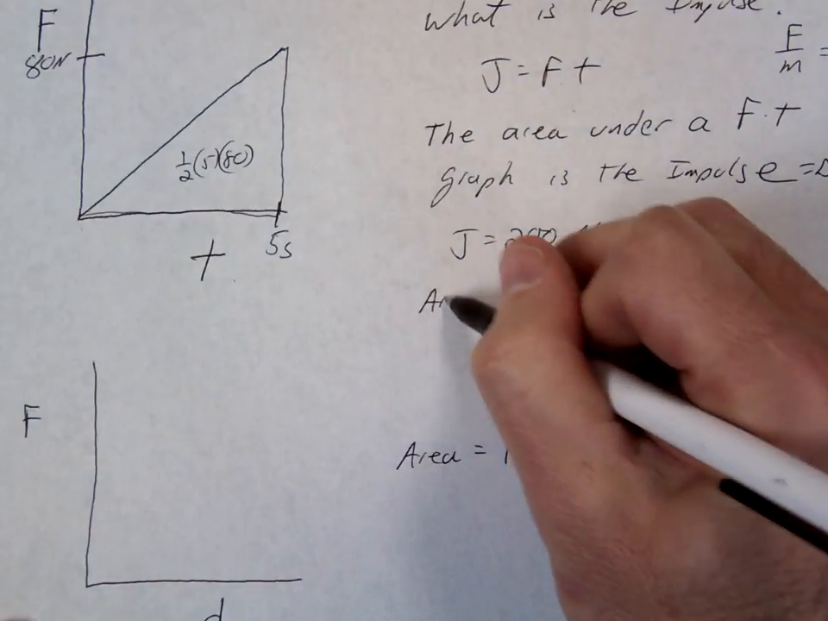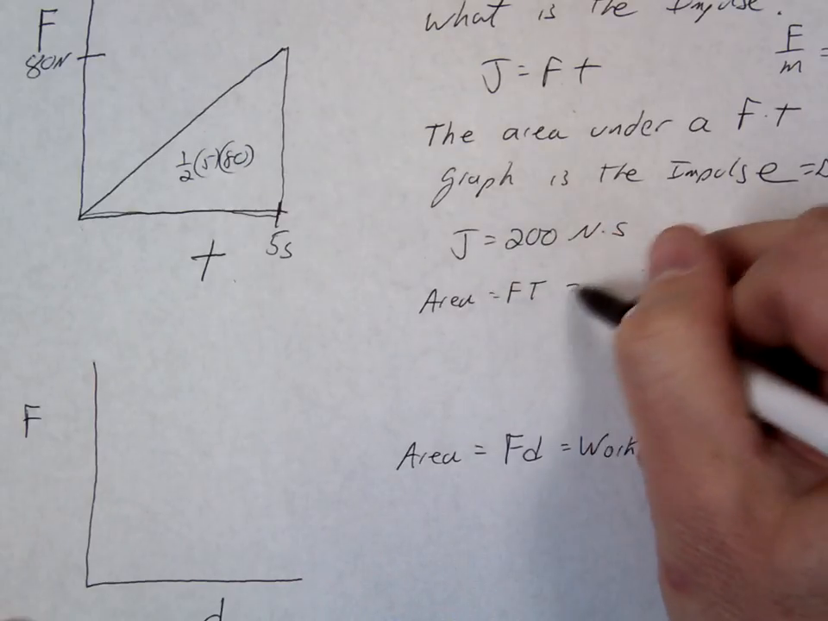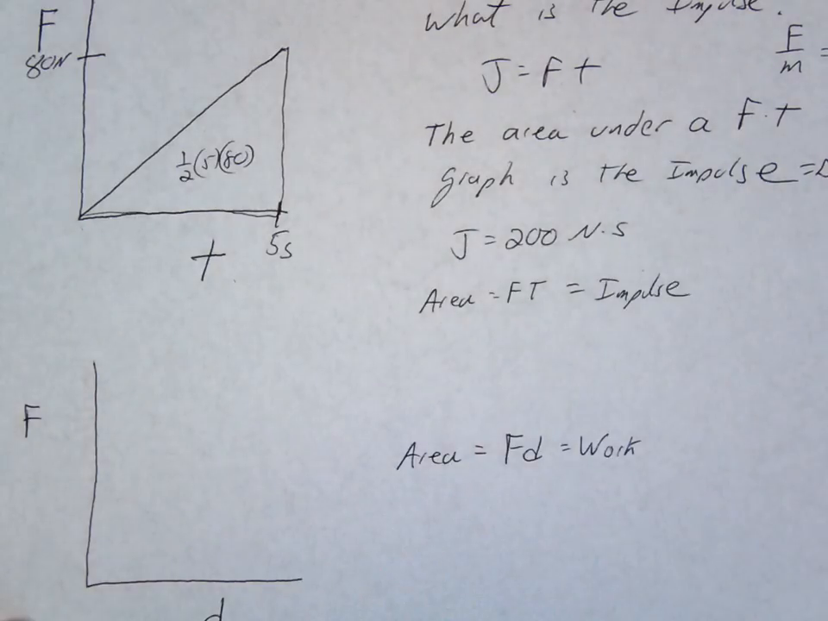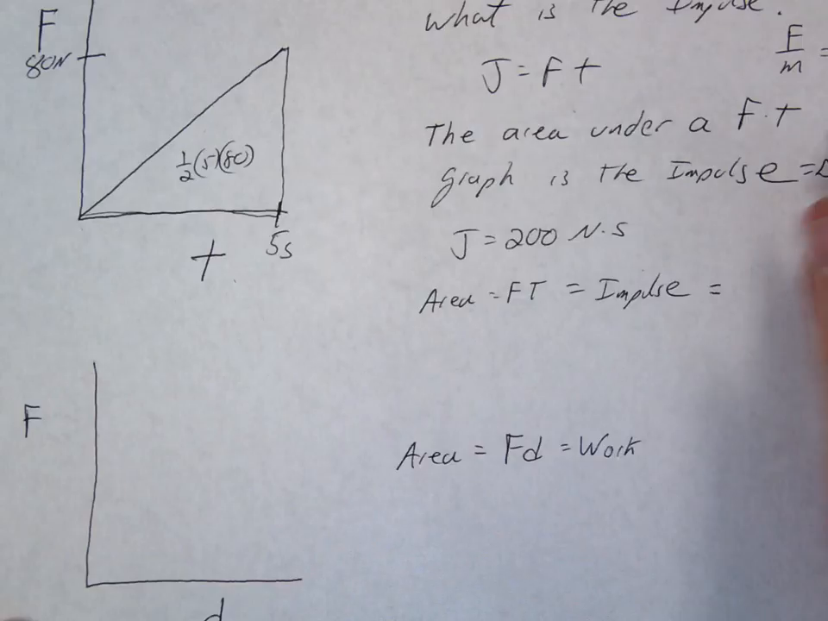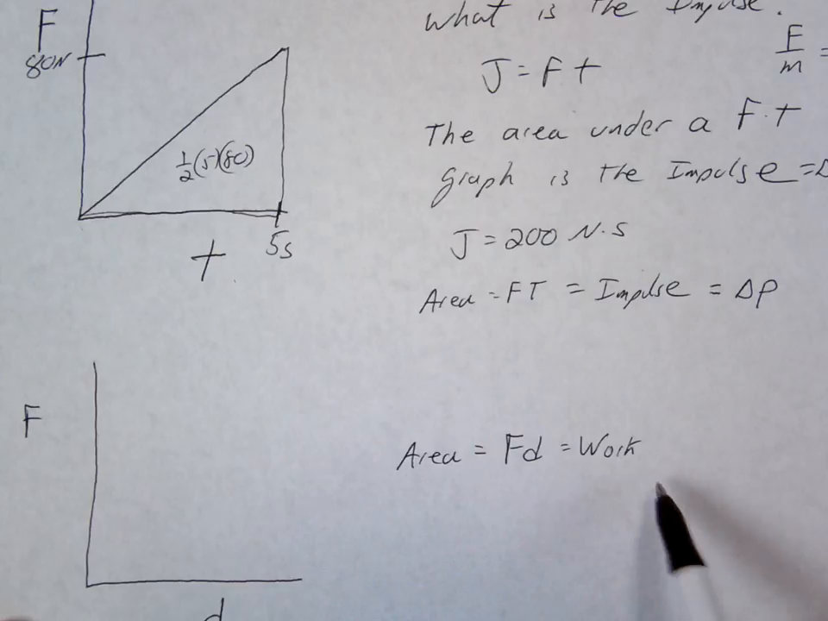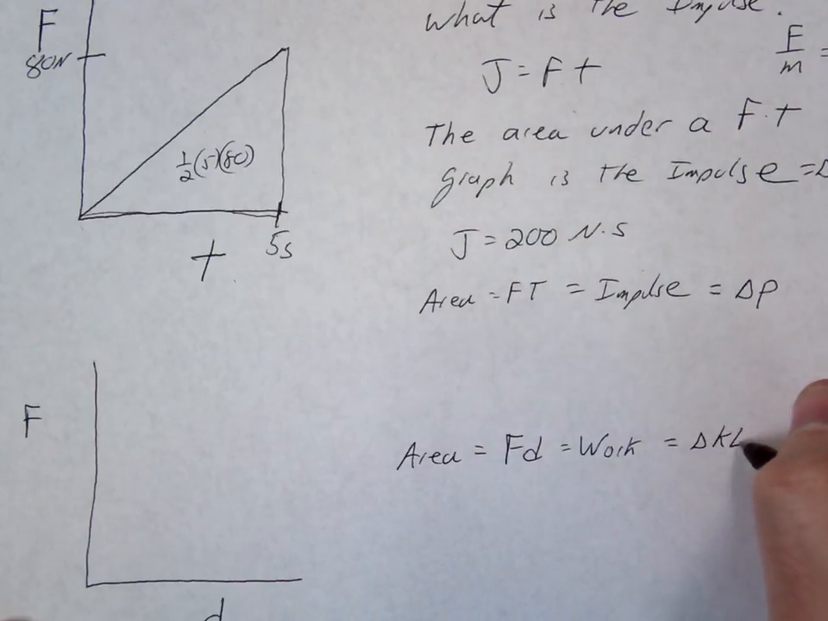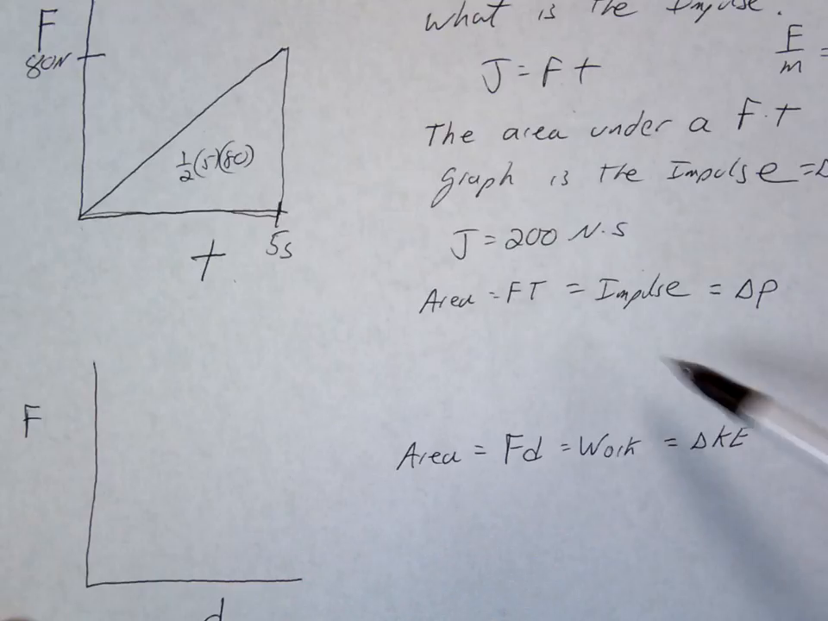The area of our FT graph is impulse. And what is impulse? Change in momentum. You will remember what work is? Change in kinetic energy, right? So notice these are very similar looking graphs, and they tell you similar things but slightly different things.